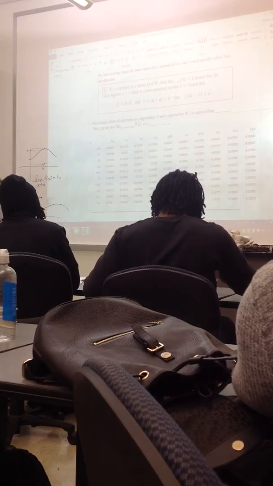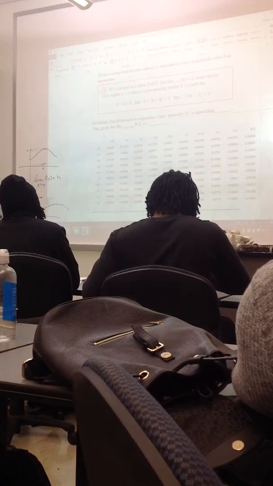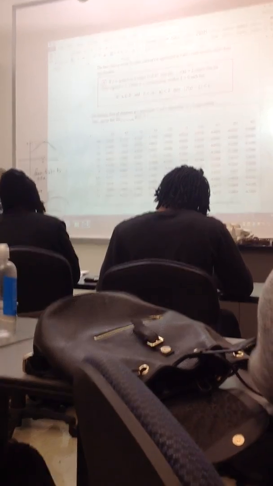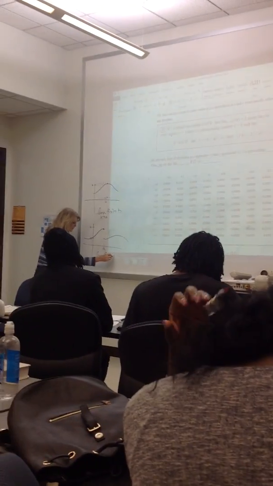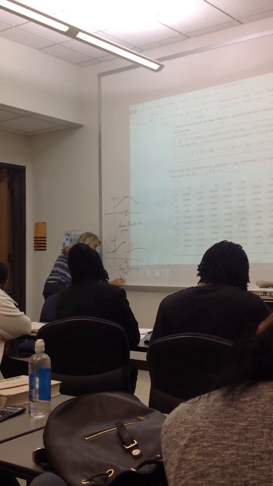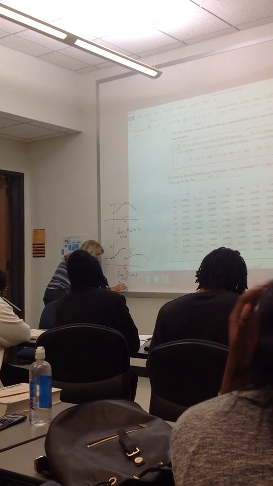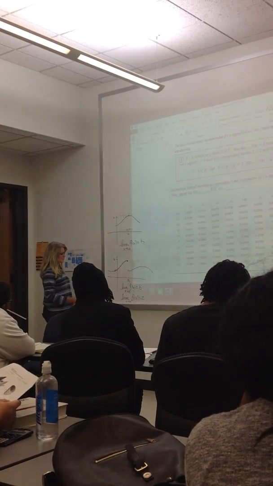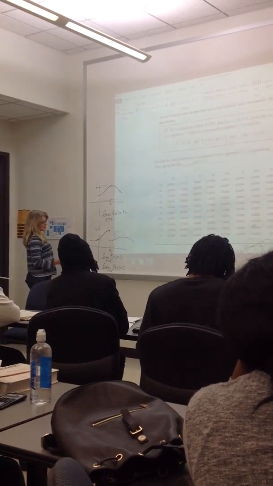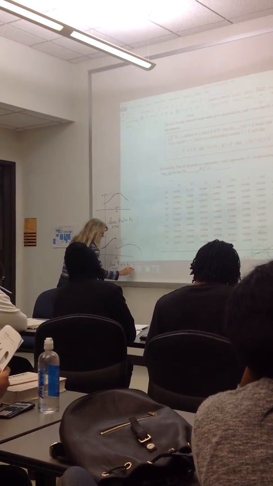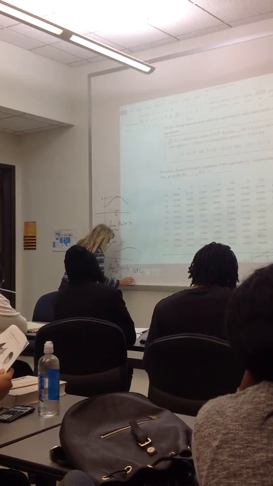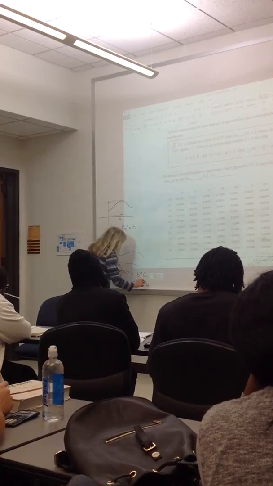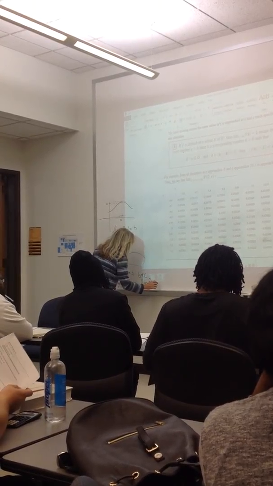In this case, the limit as x goes to a from the left of this function is equal to b, but the limit as x goes to a from the right of this function is equal to c. Because b does not equal c, we would say the overall limit, the limit as x goes to a, does not exist.